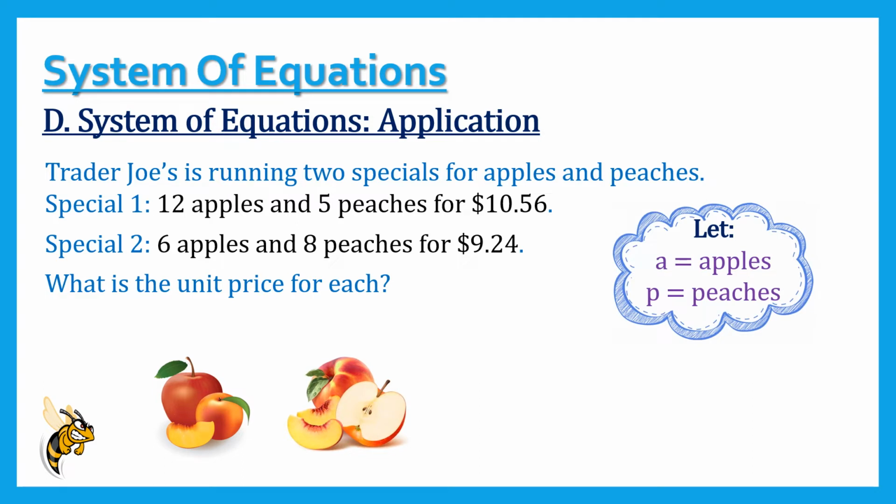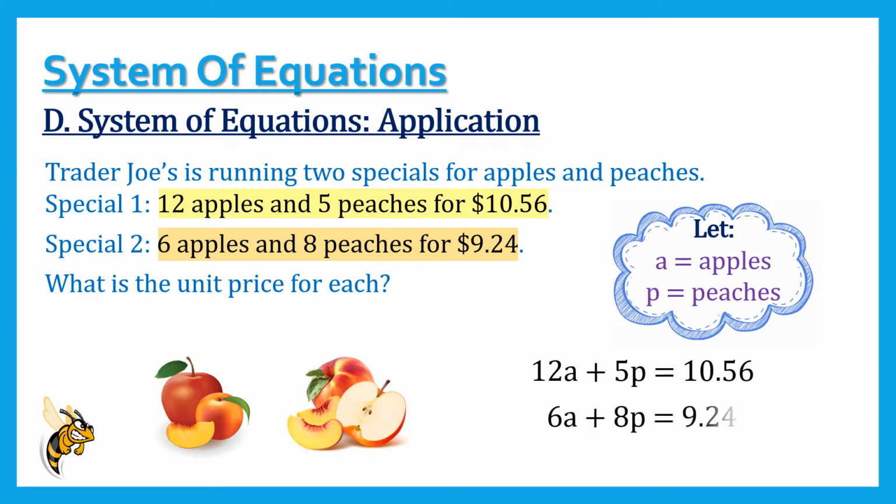First, I'm going to assign variables to apples and peaches. So I'm going to make A equal to apples and P equal to peaches. We're going to analyze the first special, and that's what I'm going to use to make my first equation. The word "and" in math means addition, so therefore I will have 12a plus 5p equals 10.56. And you don't need to bring the dollar sign. Let's look at the second special. So now I'm going to have 6a plus 8p equals 9.24.